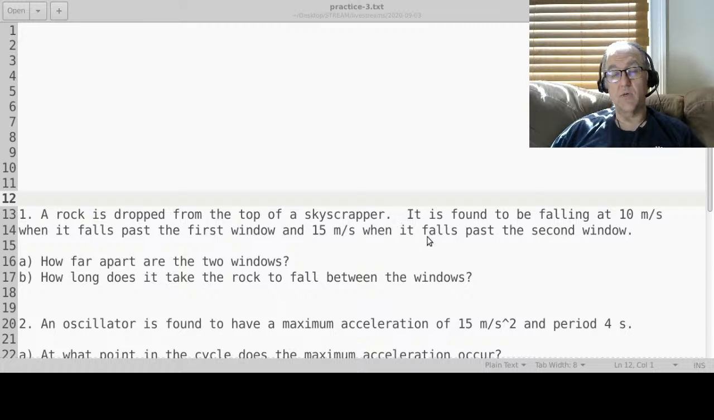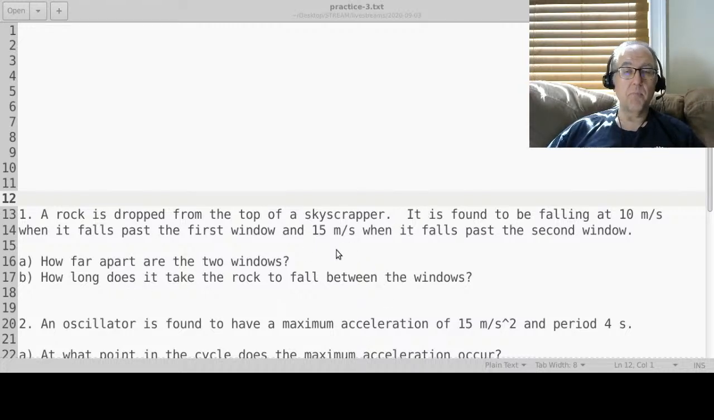Usually on tests or assignments, I'm very precise with the language. Here I say I drop a rock. I don't throw it up, I don't throw it down. I would probably more explicitly say something like drop a rock from rest, or release a rock from rest, so that there is no initial velocity. But this is good enough for our purposes today. You read that, and then read what I'm looking for. Question A: how far apart are the two windows? There's enough information here to figure that out. And how long does it take the rock to fall between the two windows?